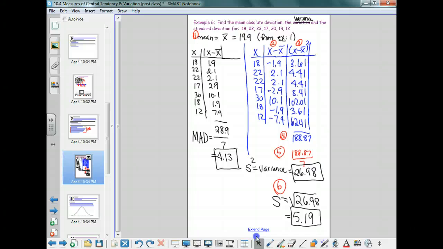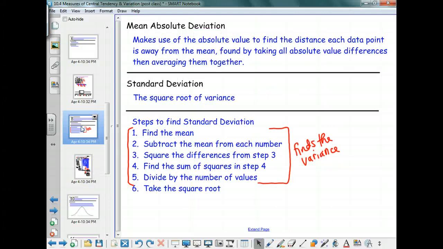Do you have a question, Chelsea? Or Charity? There's only 6 steps, right? Yes. I think, yeah, 6. Yep.